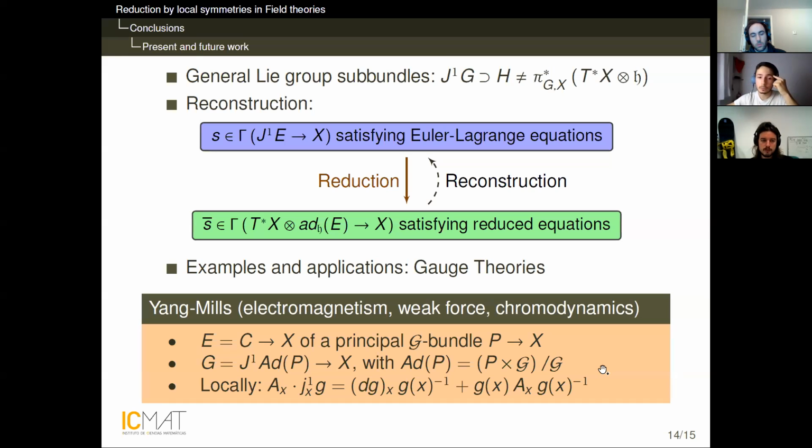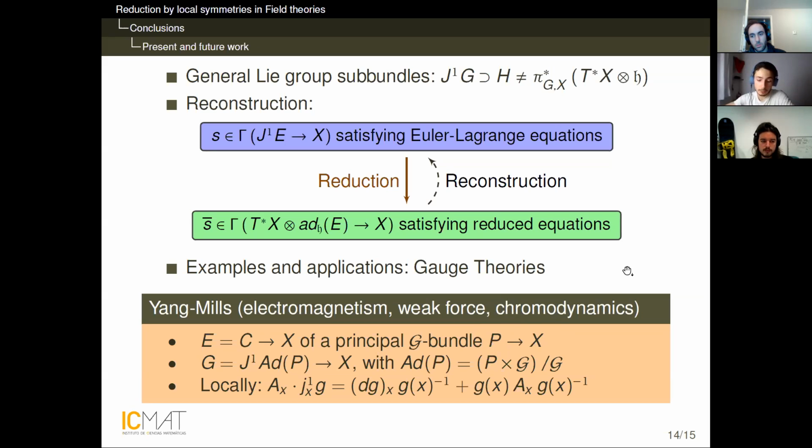So we would like to explore this theory, and we would like to obtain, of course, the results of Utiyama's theorem. In other words, that the corresponding reduced space is the bundle of curvature associated to this principal bundle.